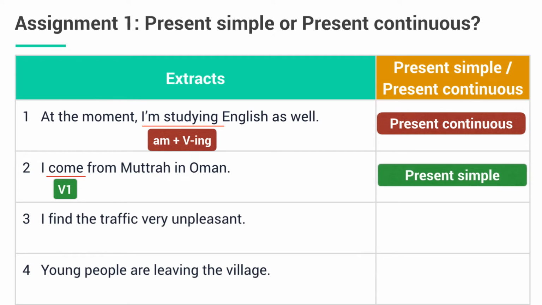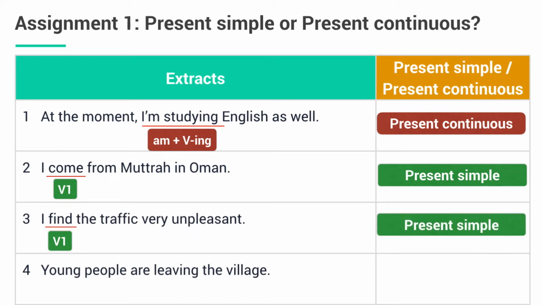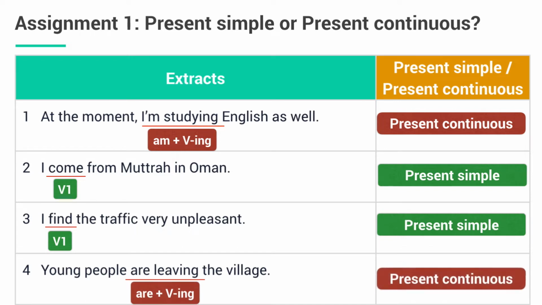Next, extract number 3. You need to underline the verb find. Since this is V1 or the base form of the main verb find, it is also present simple. Lastly, extract number 4. There is no doubt the verb is are leaving. That is are plus the ing form of the main verb leave. Therefore, this sentence must be present continuous. It's quite easy, right?